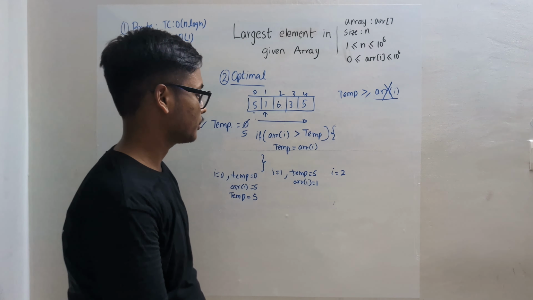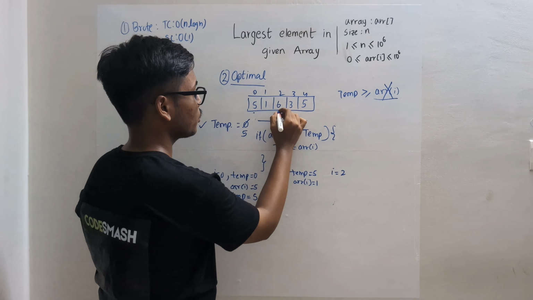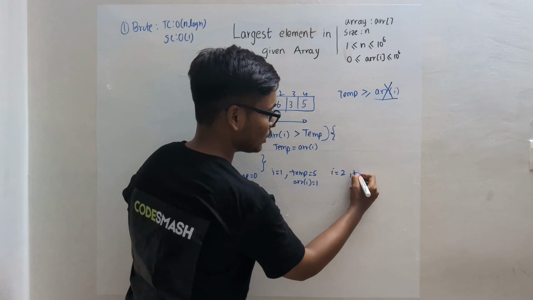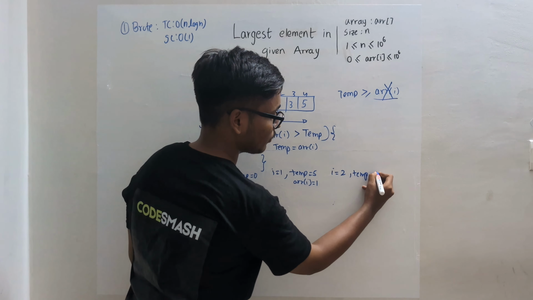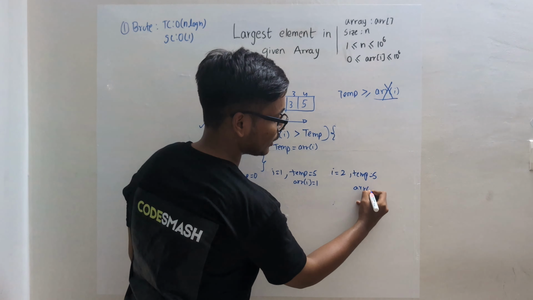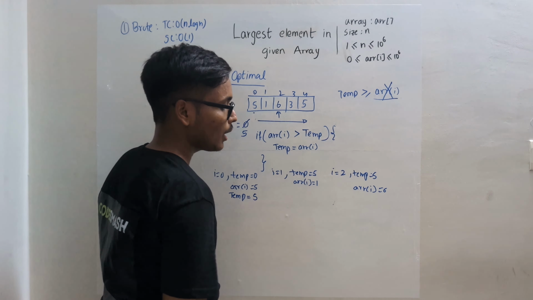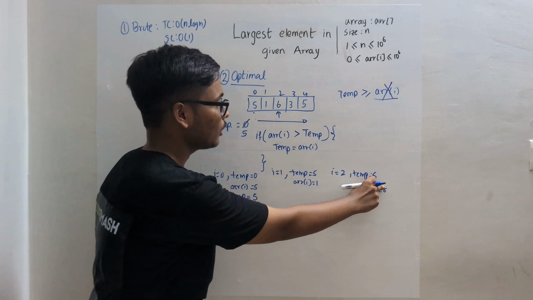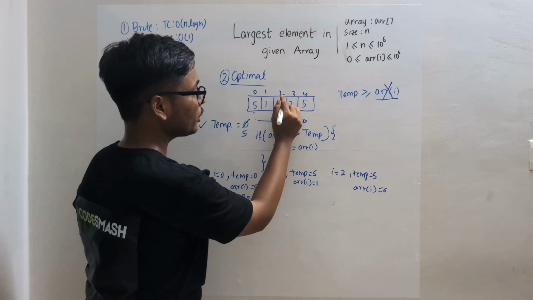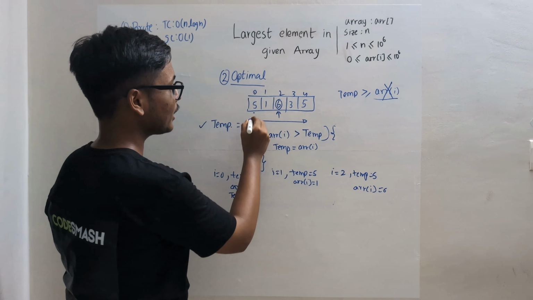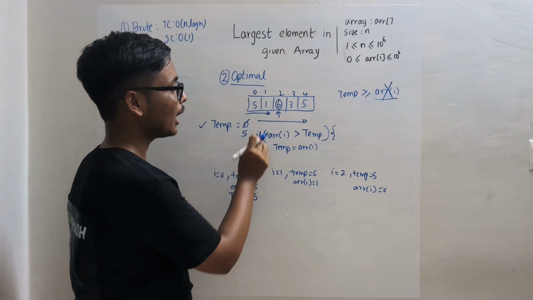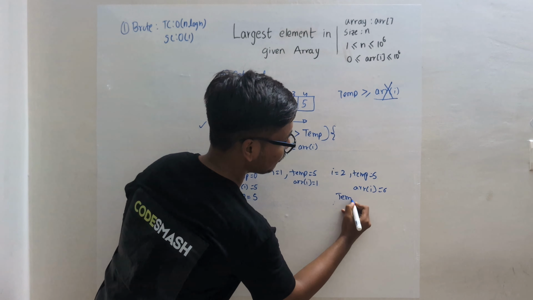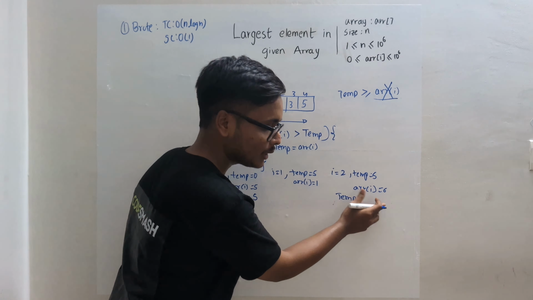We'll go to the next index. So right now we are at index 2, and the value of temp is still 5, and the value at that index is 6. And then we found an element which is greater than the value of temp, which is nothing but an element greater than the largest element until that index.